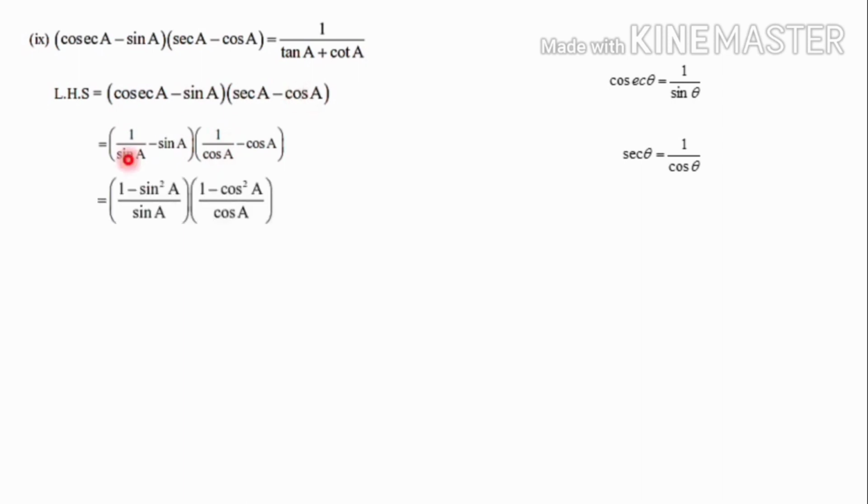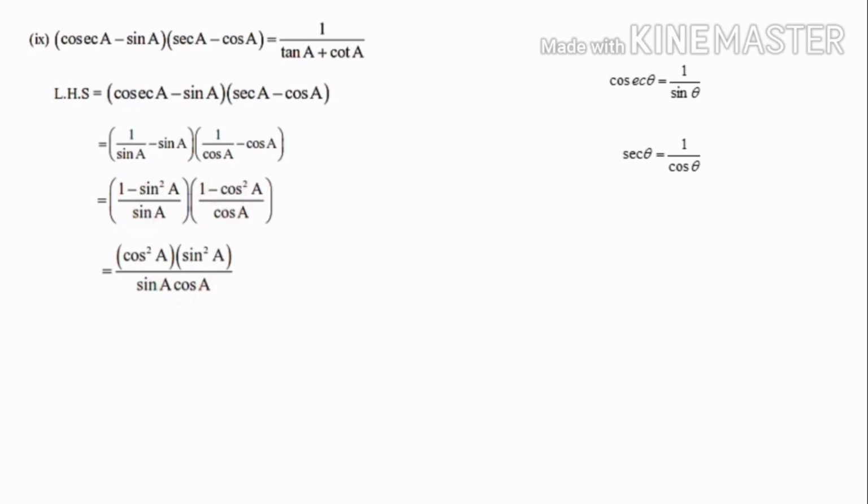Let's take the LCM. Sin a, if you take the LCM, 1 minus sin a into sin a is sin square a. So 1 minus sin square a by sin a. Then cos a into cos a, that becomes cos square a. So 1 minus cos square a by cos a if you take LCM cos a. Then we know that 1 minus sin square a, by using trigonometric identities, 1 minus sin square a is cos square a. And 1 minus cos square a is also we have learned, that is sin square a. That is cos square a by sin a and sin square a by cos a.